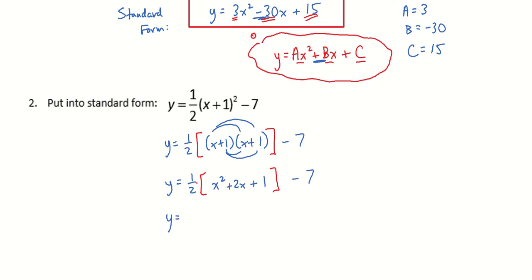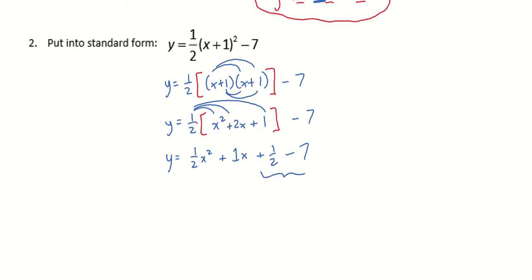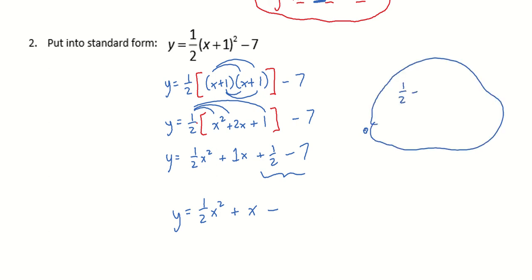And then y is equal to, now if we distribute the half, we're going to get 1/2 x squared. Then 1/2 times 2 is 1x. 1/2 times 1 is 1/2, minus 7. And then simplifying the end, I'm going to get y is equal to 1/2 x squared plus 1x. I'm not going to write the 1 this time. And then the last two constants at the end, 1/2 and negative 7, give us minus, okay, let's see here. So 1/2 minus 7 over 1.